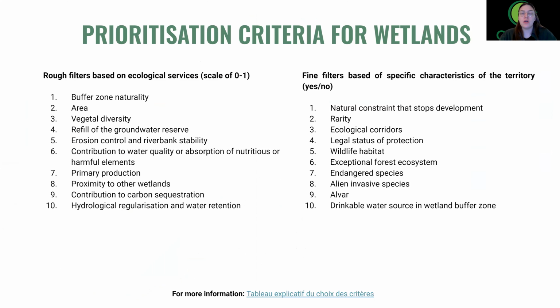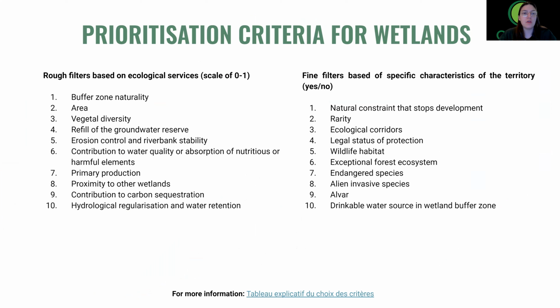And now for the prioritization of the wetlands. Well, first, there's 2 different filters to evaluate the criteria. First, there's the rough filters. So those are based on the ecological services and vary on a scale from 0 to 1.